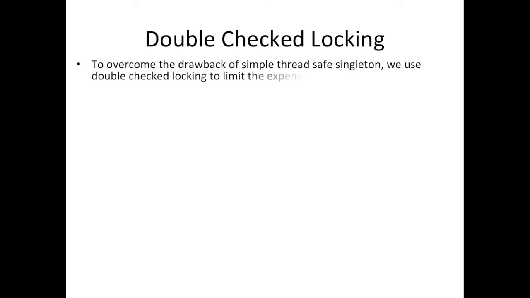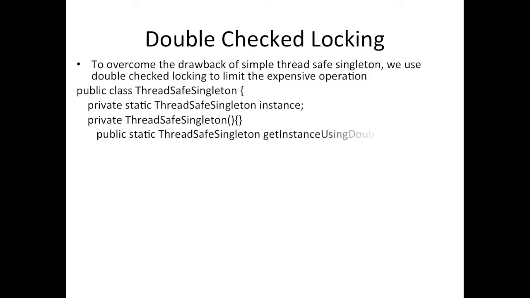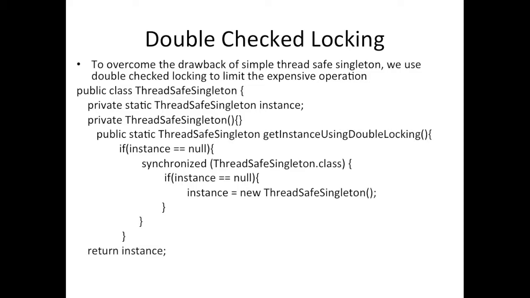So we would be using double-checked locking to overcome the drawback of the thread-safe class that we created before, to limit the expensive operation. Now let's have a look at the code. Everything is pretty much the same. What we are doing here is checking if the instance equals null, then we enter the synchronized block, and then again we check if the instance is null, and only then do we create the instance of the class, and then we return the instance. Now this is what double-checked locking looks like.